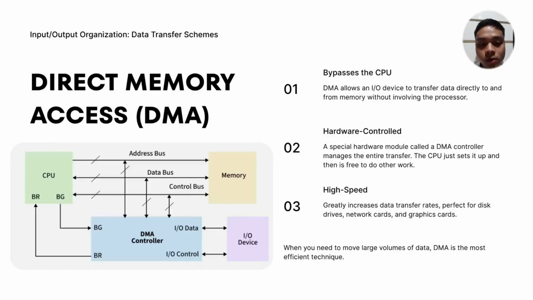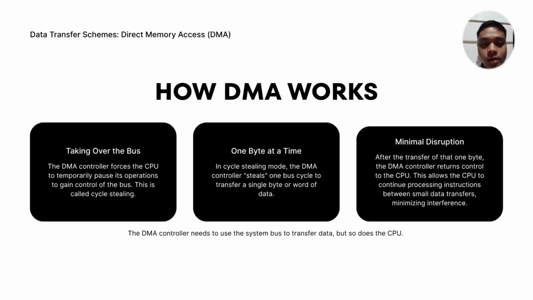A special module called a DMA controller is what manages the transfer. The CPU just sets up the transfer, telling the controller what data to move and where, and is then free to perform other tasks. The DMA controller needs access to the system bus to move data, but the CPU also needs it.